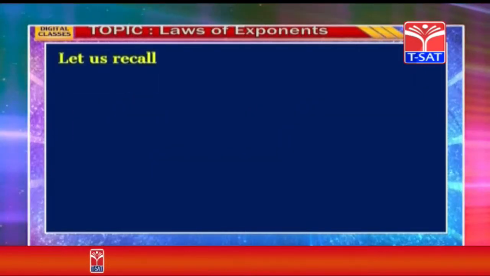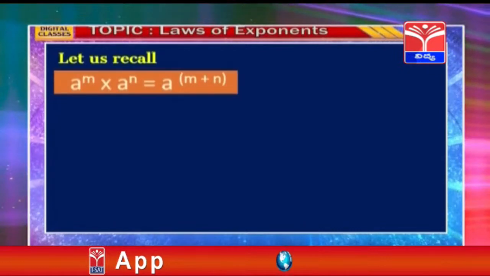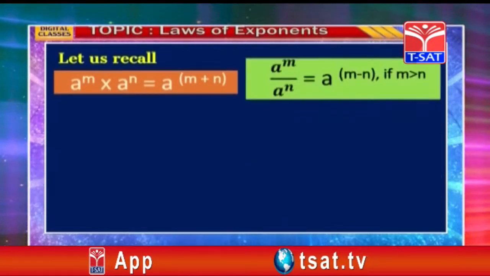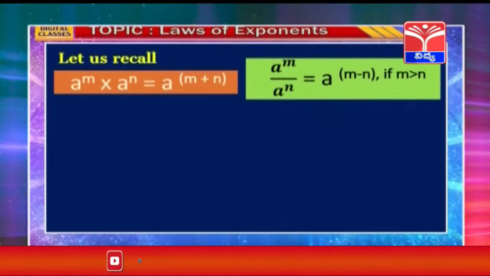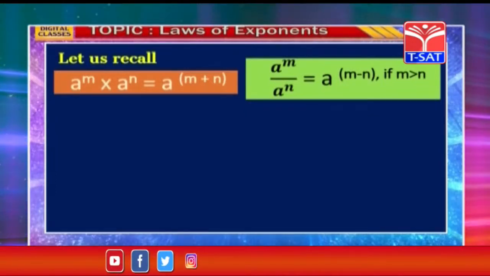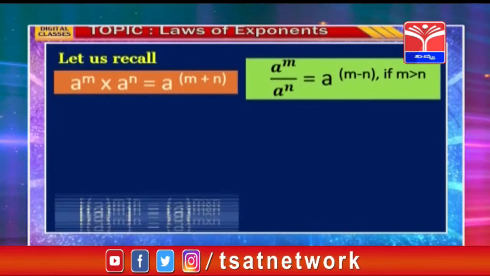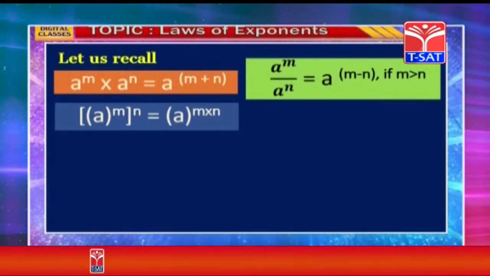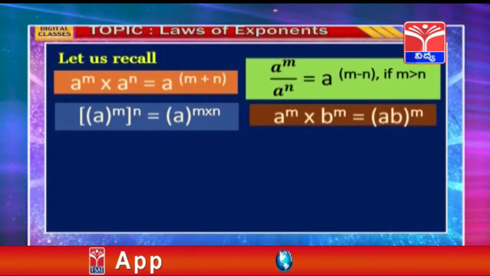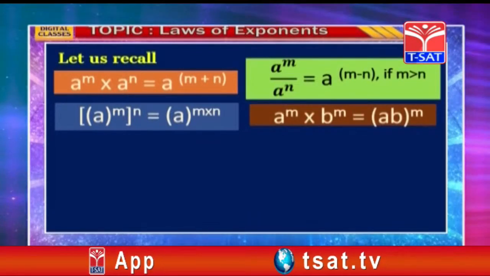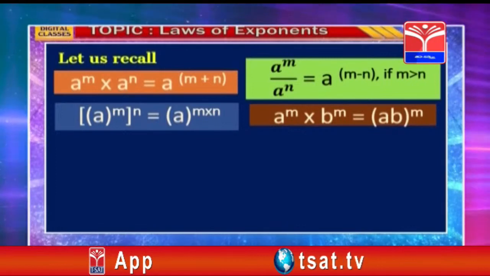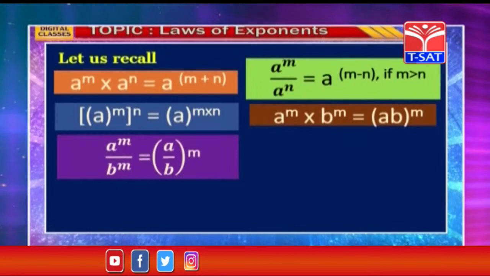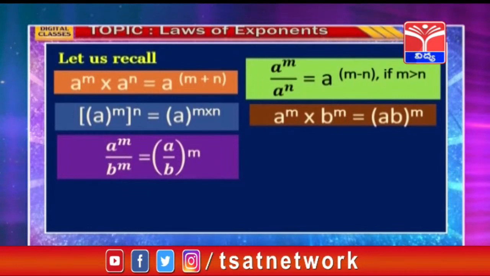Let us recall what we have learned today. A to the power of m into a to the power of n is equal to a to the power of m plus n. A to the power of m by a to the power of n is equal to a to the power of m minus n when m value is greater than n. A to the power of m whole to the power of n is equal to a to the power of m into n. A to the power of m into b to the power of n is equal to ab the whole to the power of m. A to the power of m by b to the power of m is equal to a by b whole to the power of m.